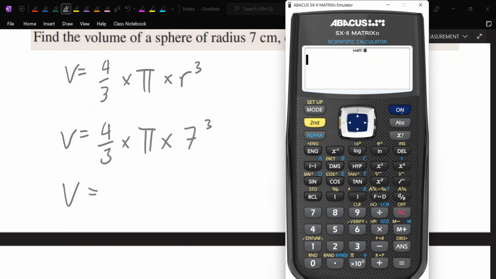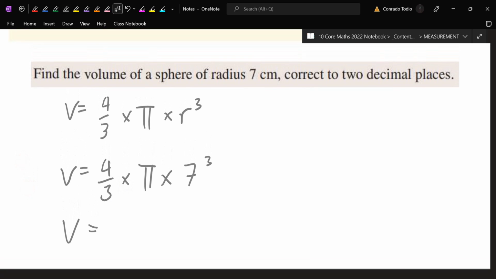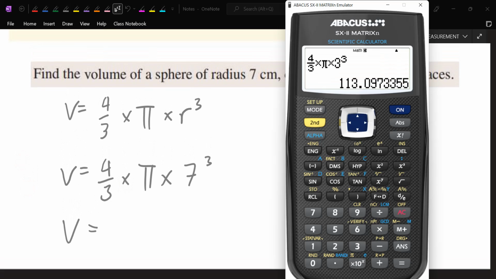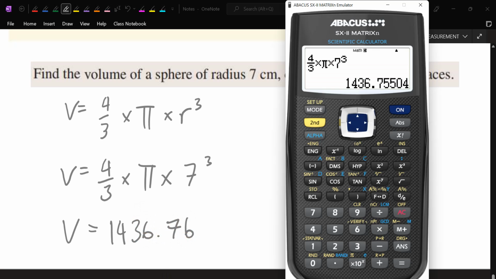Okay, so on the calculator, you can go 4 on the top over 3 times pi times the radius of 3 to the power of 3. So that'll be 113.10. Are you sure that's correct? Isn't the radius 7 then? Oh, sorry, where did I get 3 from? Exactly. Tripping out. I don't think I had lunch. No, I did. I had a big lunch. Okay, 1436.76. Thank you for calling me out on that one. Yes, I rounded it right.